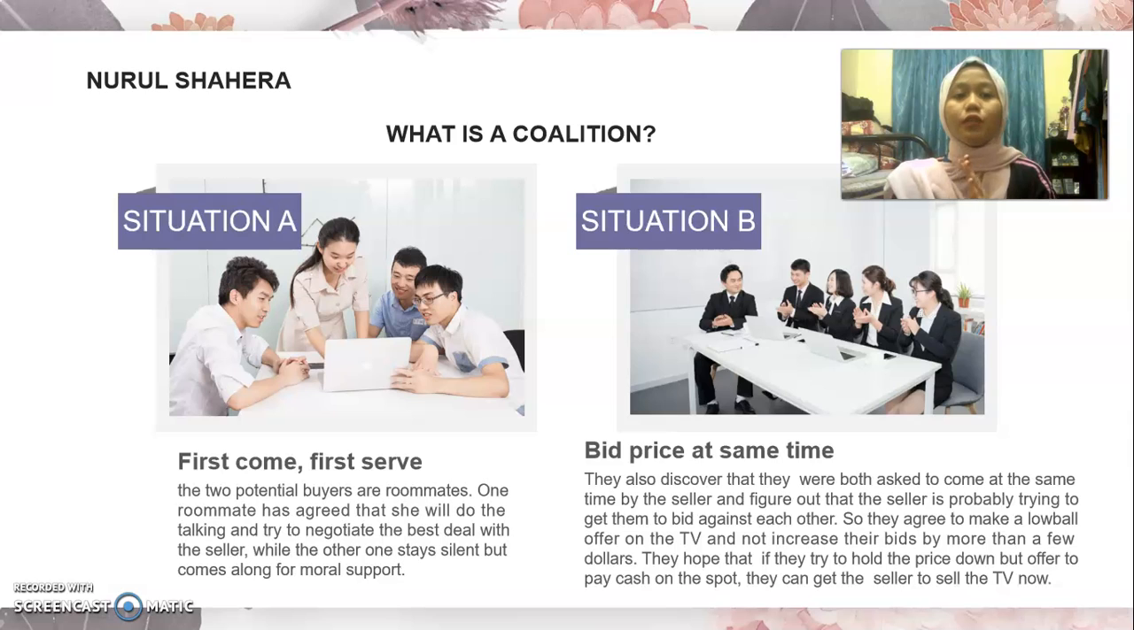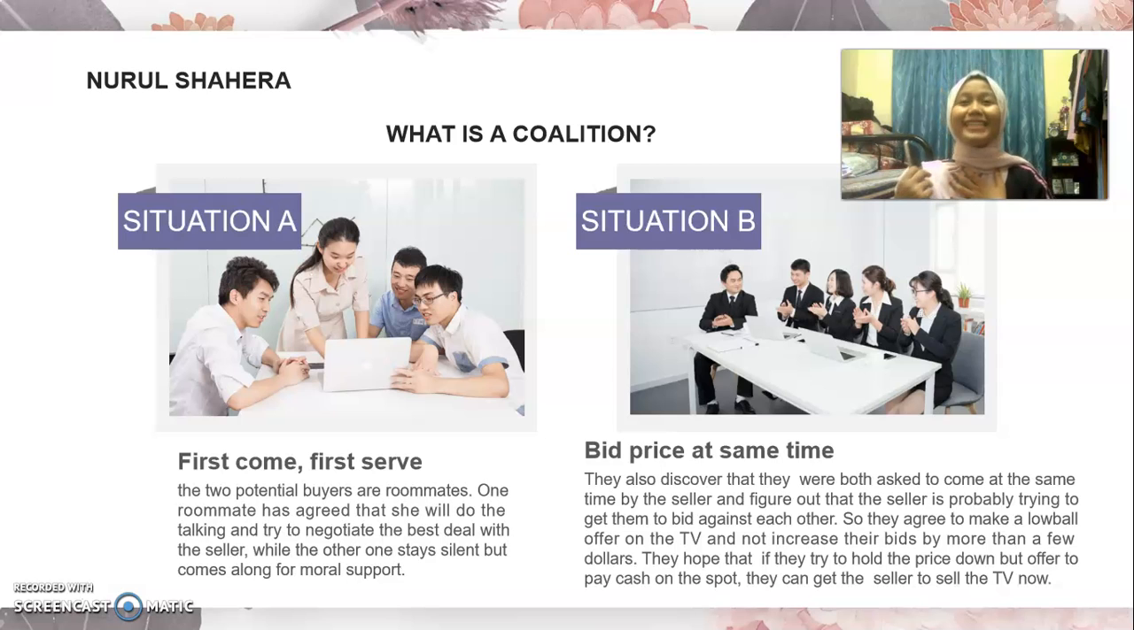The situation for first come first serve is, for example, I have a handphone and I want to sell this handphone. I as the seller will promote my goods, right? So basically there will be 2 or more buyers. For example, in this case there are 2 buyers who want to buy my handphone: buyer A and buyer B.